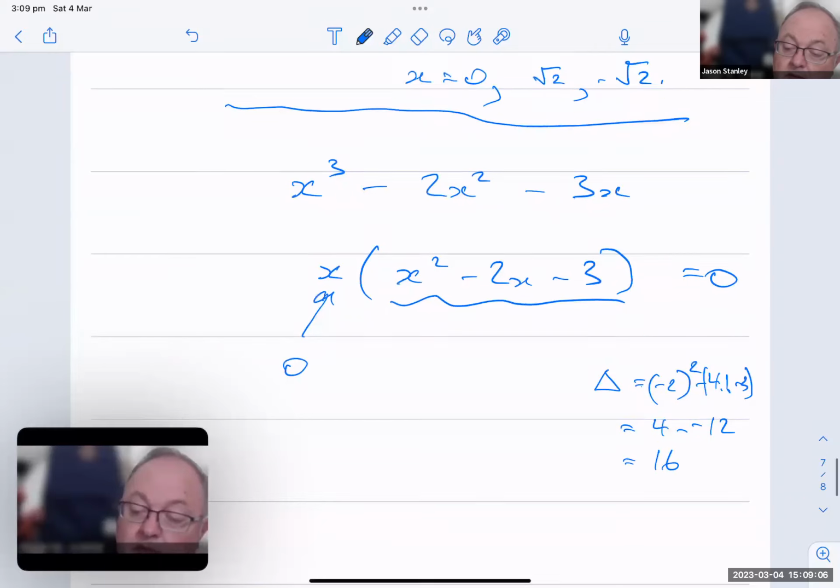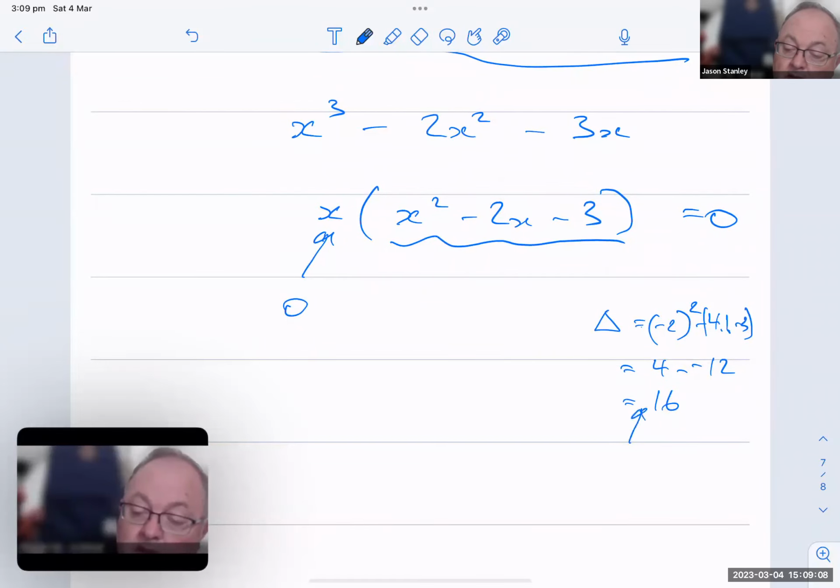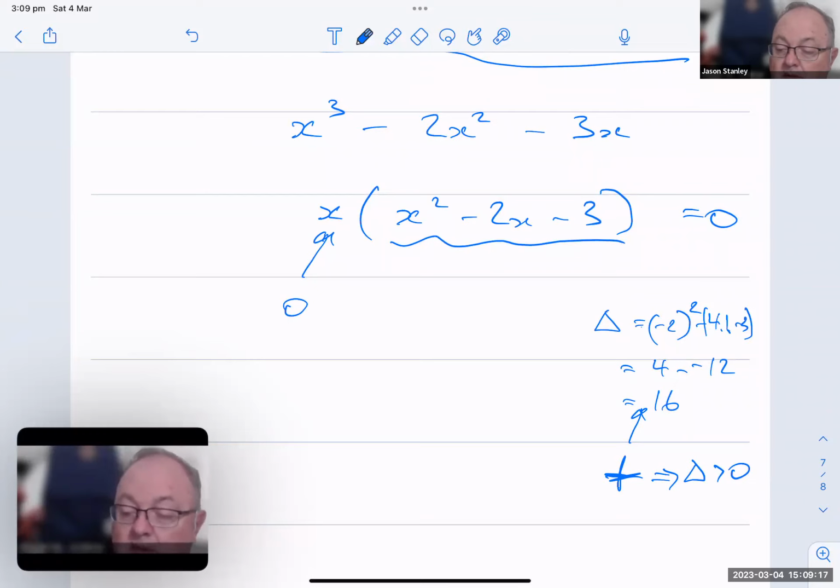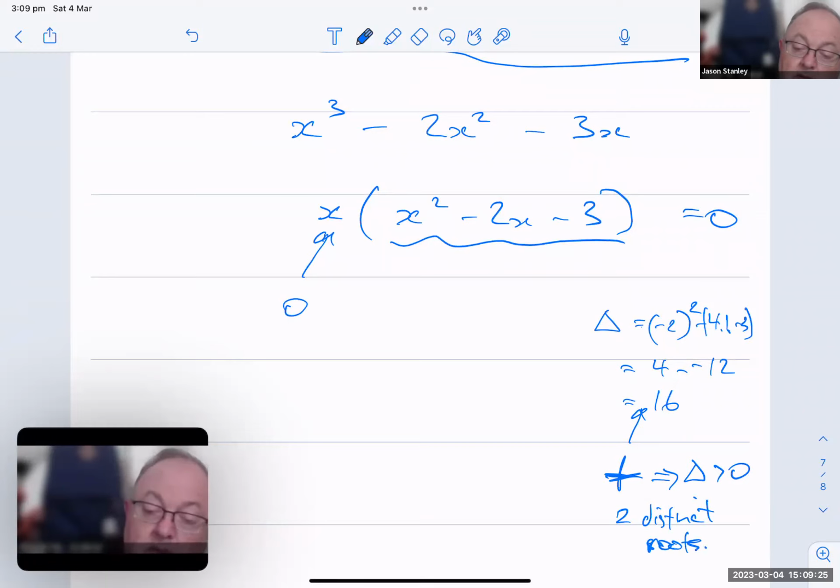And what's the significance of that? That is a positive. Delta is positive. That's how you would say that. Delta is positive, two distinct real roots. We call them roots of the equation. So then we can go off and finish the quadratic formula. We can do whatever we need to do to get that out, and that'll give us the other two. Do you want me to finish that?